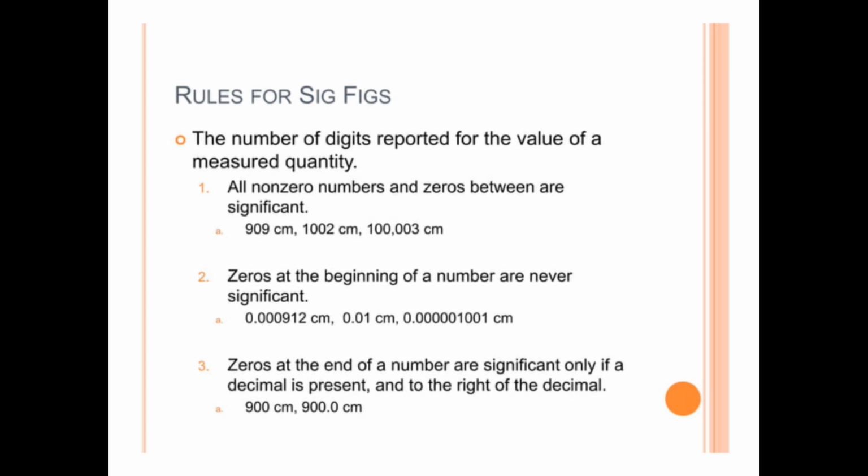Zeros at the end of a number are significant only if a decimal is present and the zeros are to the right of the decimal. For instance, in 900.0, that point zero is significant because the decimal is present and the zero is to the right of the decimal. Okay, so let's move on quickly.